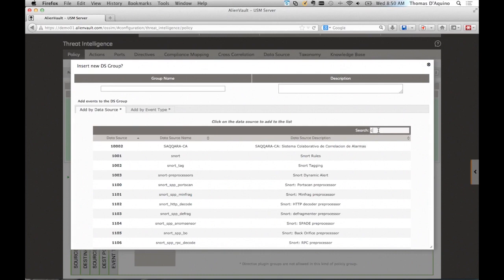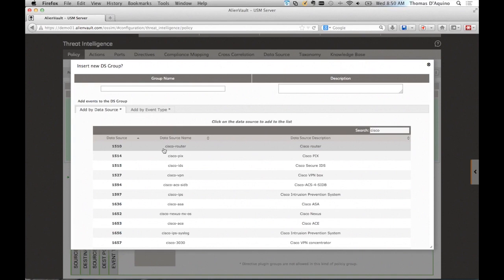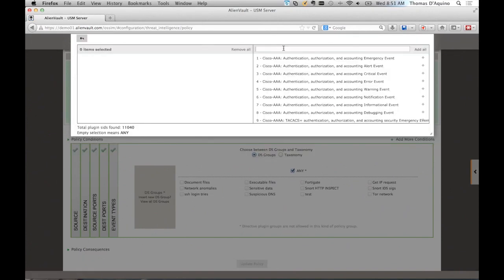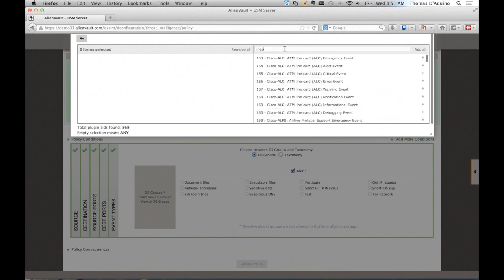We'll apply a little group name for this here, and when we're looking at this particular data source, we can tell the system to focus on specific events that we want to collect, right? So, for example, this is all the AAA authentication type of stuff that we would be really interested in from an authentication standpoint, right?